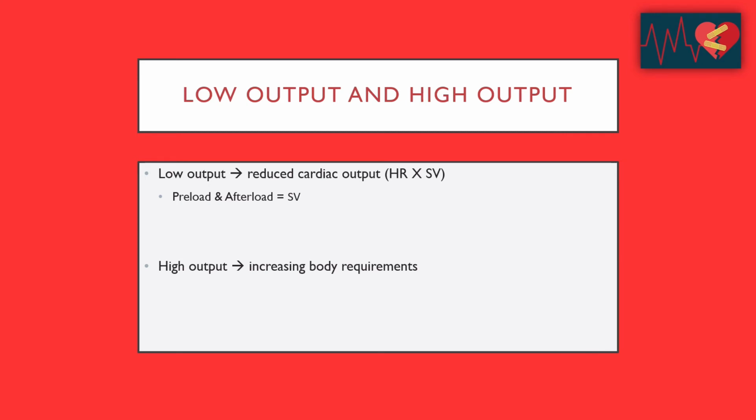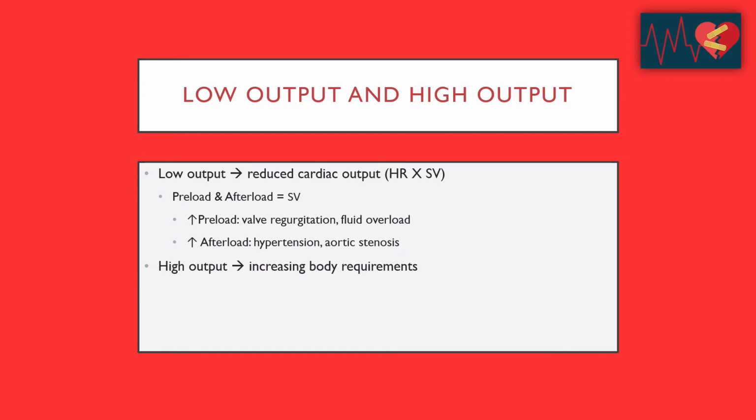Cardiac output is dependent on the heart rate and the stroke volume. And the stroke volume, if you remember from cardiac physiology, is dependent on the preload, which is known as the end diastolic volume, and afterload, which is the resistance to blood coming out of the ventricle.